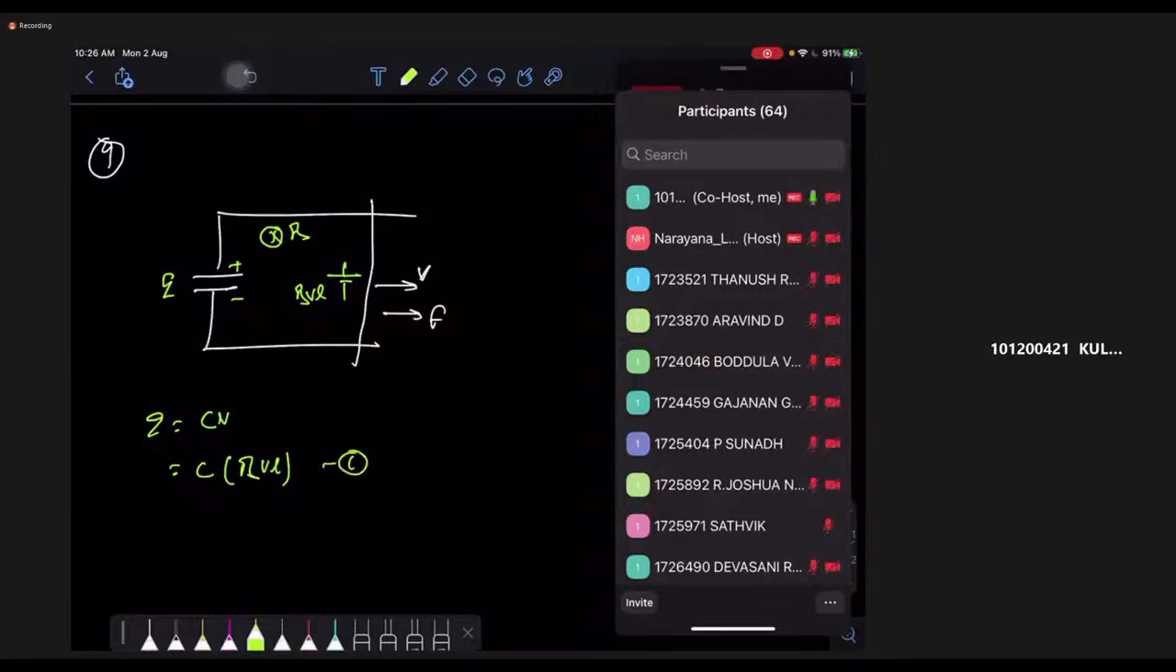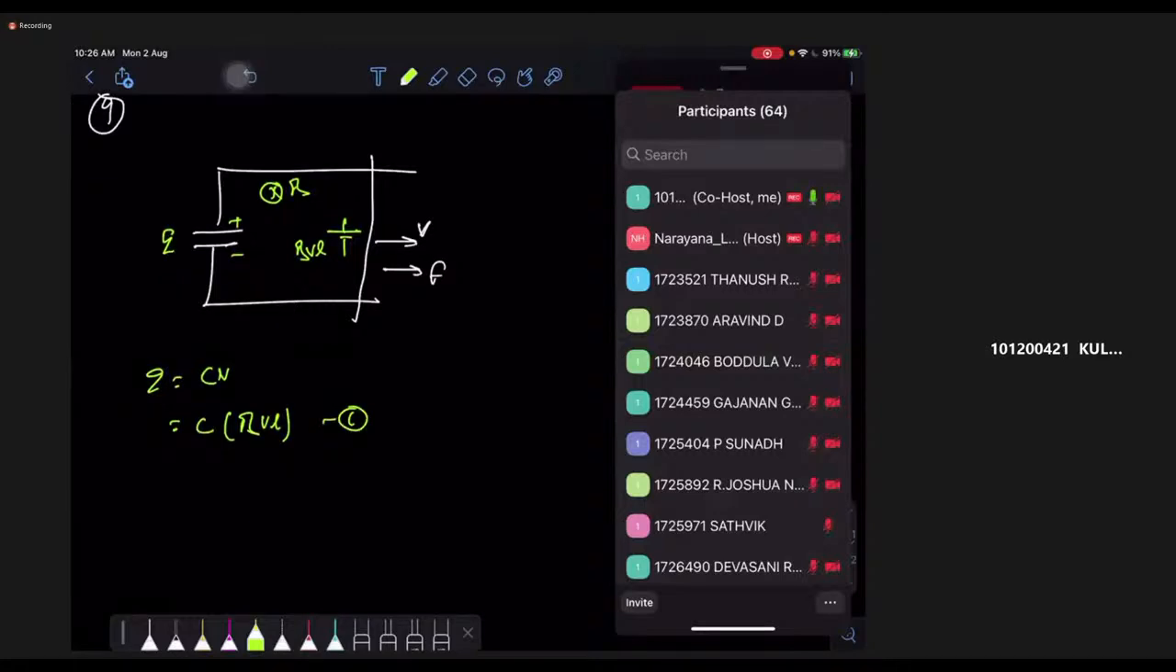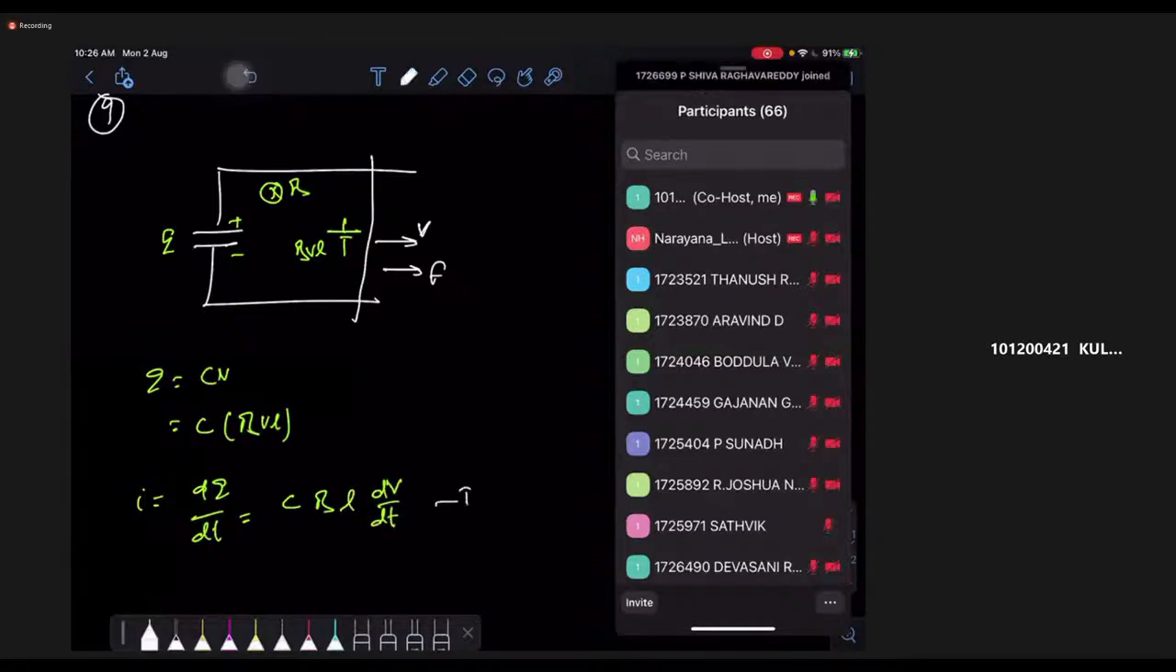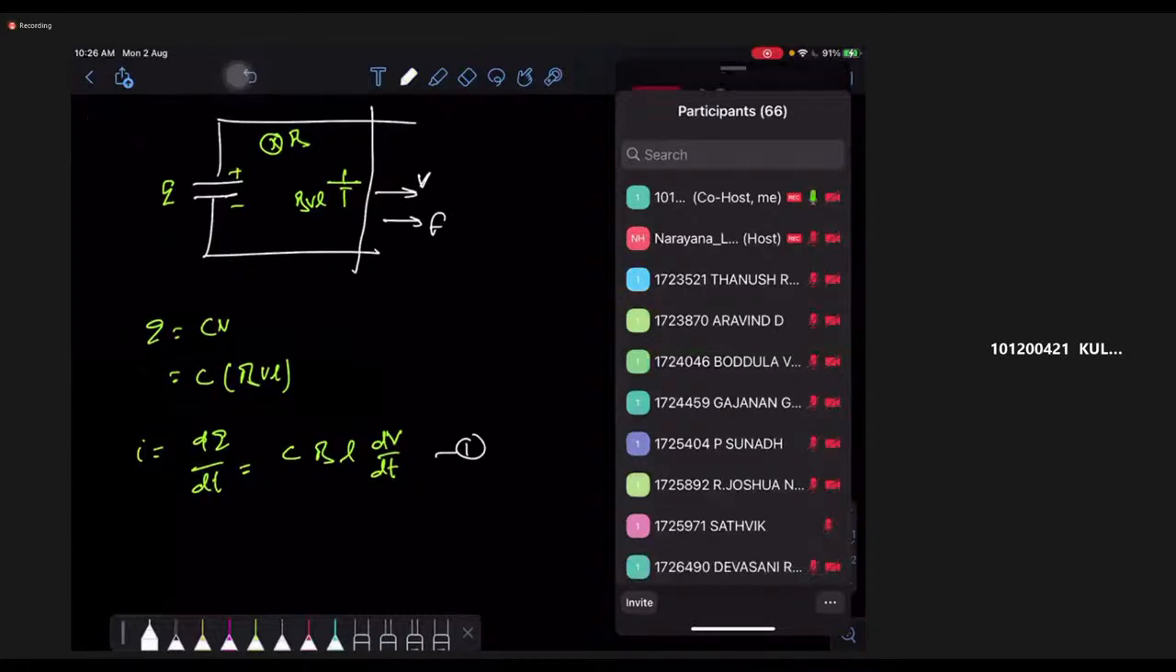So this is my equation number 1. In this case, if I write here current is dq by dt. So if we differentiate dq by dt, C is a constant, B is a constant, L is a constant. So I'm going to have a dv by dt. That gives me here acceleration, right?